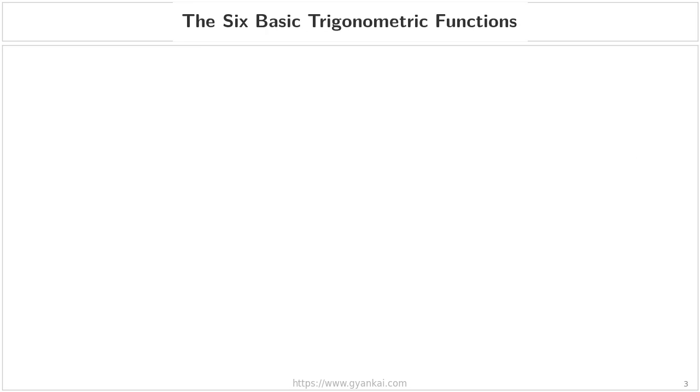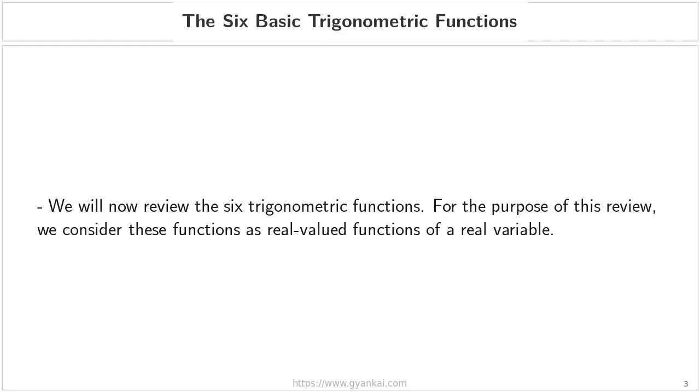The 6 basic trigonometric functions. Now that we have a clear understanding of the concepts of domain and range, let us move forward and review the 6 fundamental trigonometric functions. For the purpose of this review, we will consider these as real-valued functions of a real variable. In simpler terms, this means that both the input we provide to the function and the resulting output will be real numbers. This foundation is crucial, as it allows us to analyze their behavior precisely before we move on to the more complex topic of inverse functions.